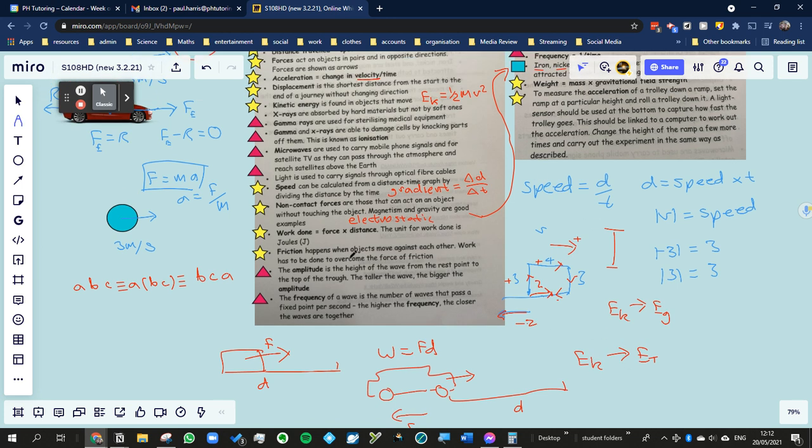Right, friction. That brings us to friction nicely. Work has to be done to overcome the force of friction. Yeah, okay. Straightforward.